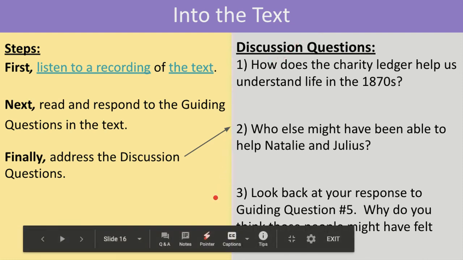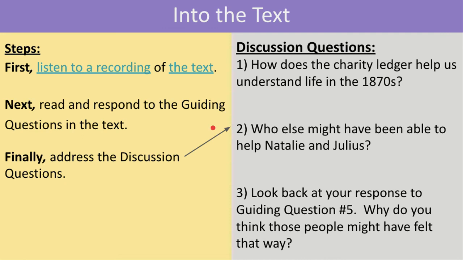How does the charity ledger help us understand life in the 1870s? Who might have been able to help Natalie and Julius? And look back at guiding question number 5, so that'll be in your text. Why do you think people might have felt that way? All right, students, it's time to start reading.